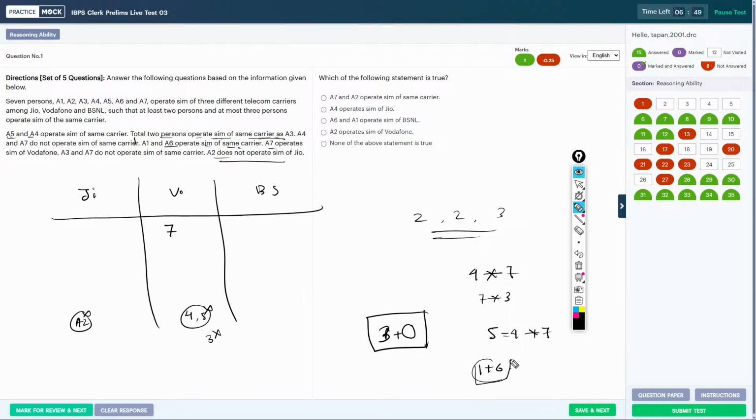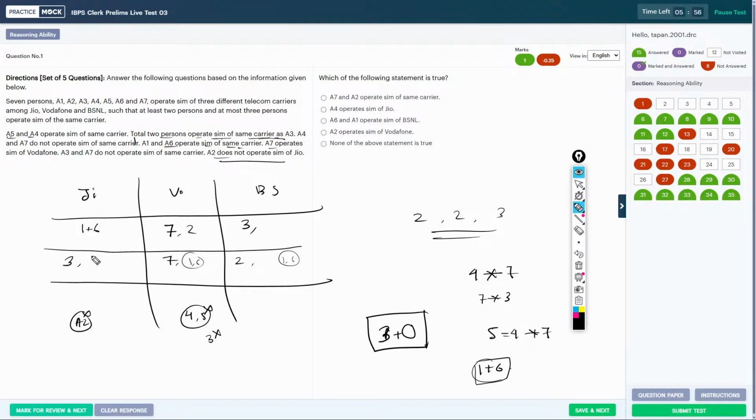1 and 6. 4 and 5. 2 is not here. So suppose I'm giving 2 here, 7 is here for sure. I have to give 5 and 4 at the same place, but not with 7, definitely. 3 and someone only here. Then 1 and 6 go here.